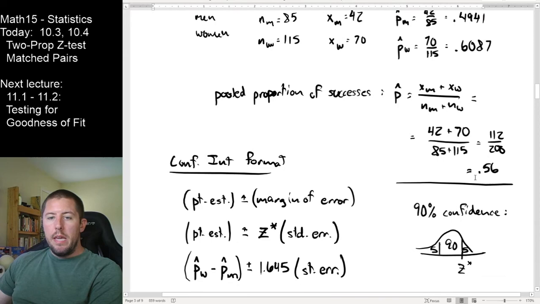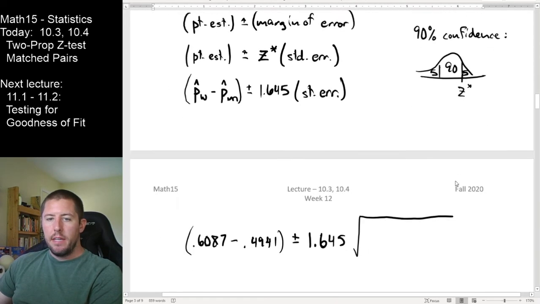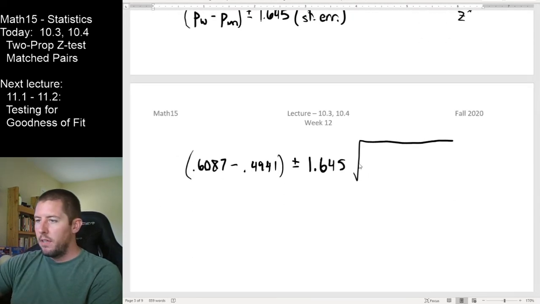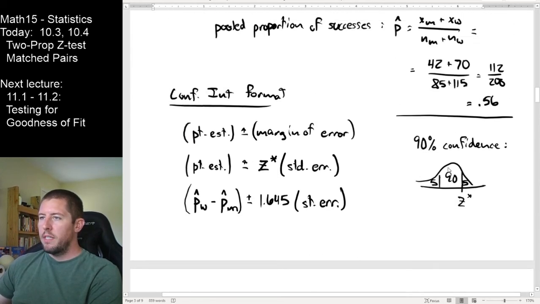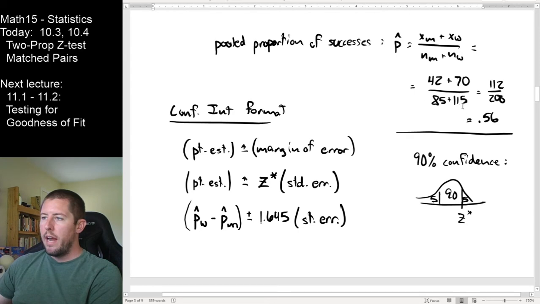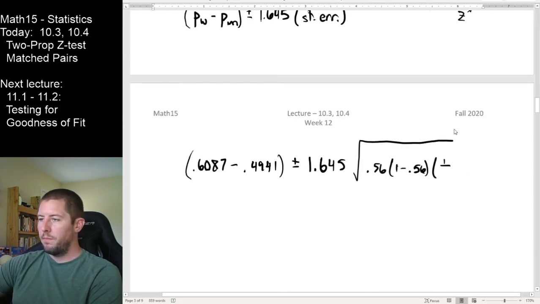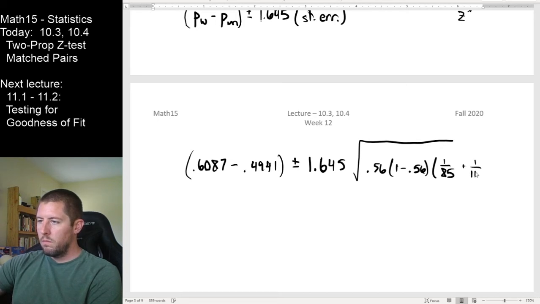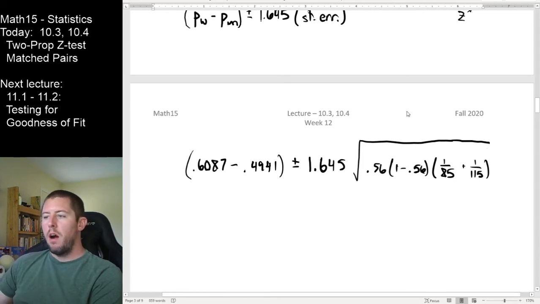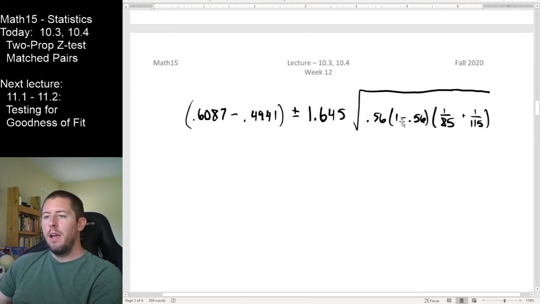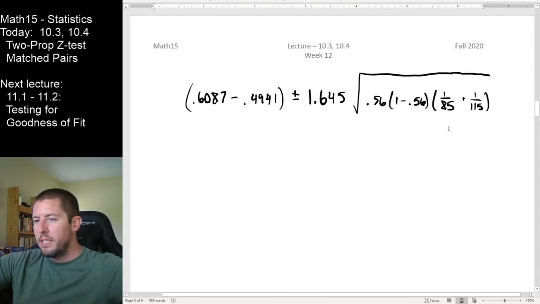We computed p hat to be exactly 0.56, so that makes things a little bit nicer for our calculations. I've got 0.56 times 1 minus 0.56 times 1 over each of the sample sizes here. My sample sizes were 85 and 115. So we have formed the structure of our confidence interval. Now we just have to go to our calculator and do our bits of computation.